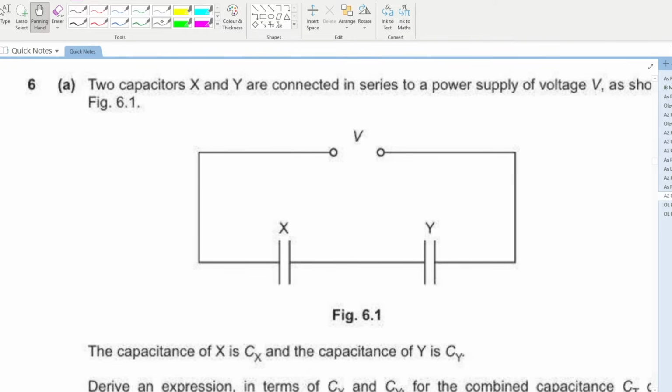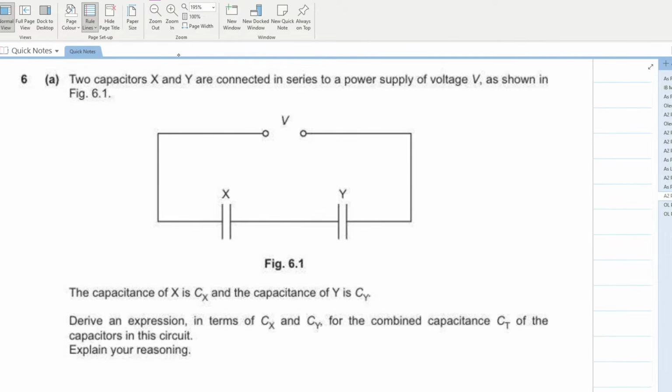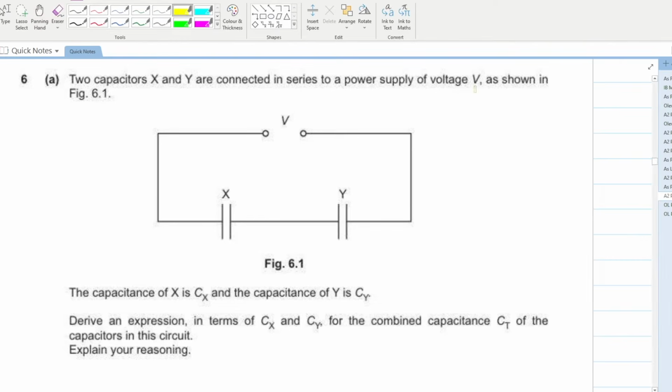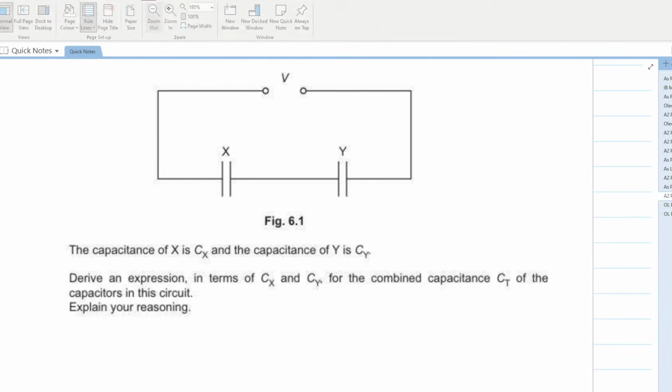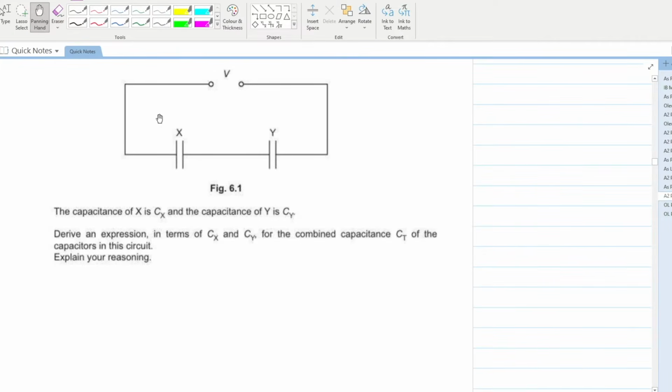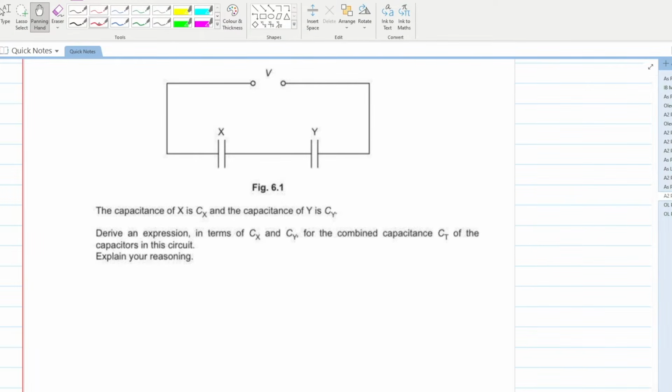Chalo, let's see this. Two capacitors X and Y are connected in series to a power supply of voltage V, as shown in figure 6.1. Now, let's further see it. The capacitance of X is Cx. ठीक है. Capacitance of X क्या है भाई? Cx है. And the capacitance of Y is Cy. Derive an expression in terms of Cx and Cy for the combined capacitance Ct in the circuit.